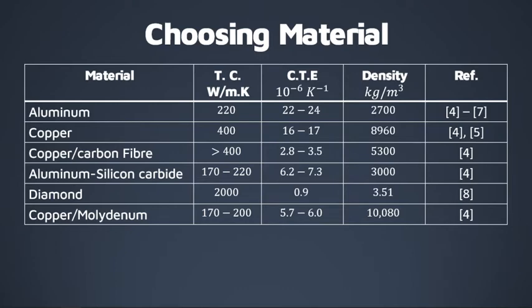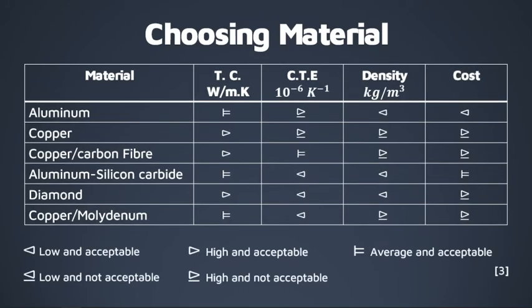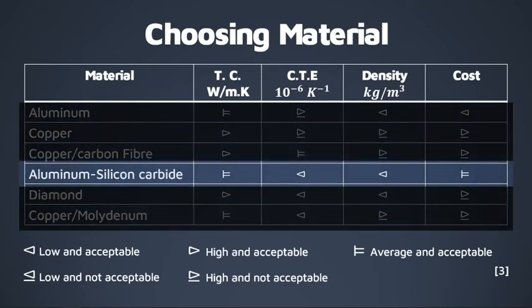For acceptance, we may use this table as a set. If we compare all of them, we'll see that aluminum silicon carbide has an average and acceptable lower CTE, lower density, and average cost, which is the best of all of them.